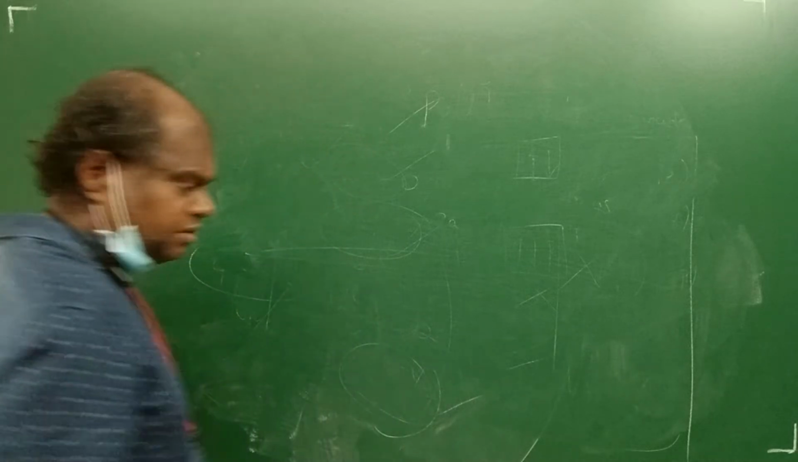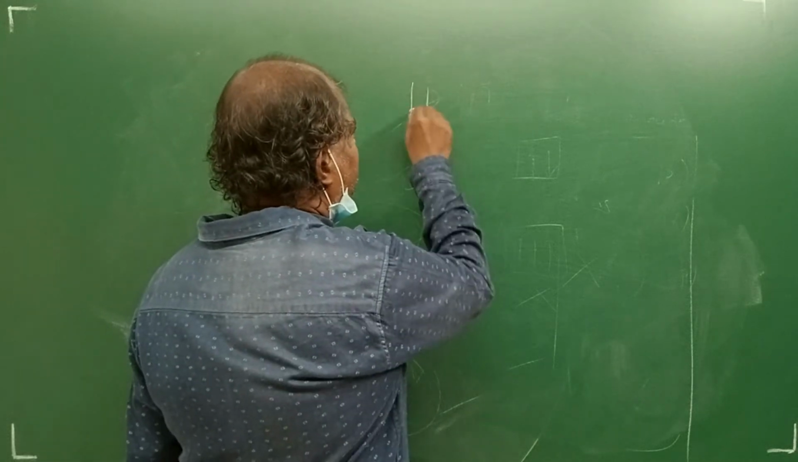So you can get a lot of objective questions on this. Just give 1 minute. Now the next rule, student, is called Hund's rule.